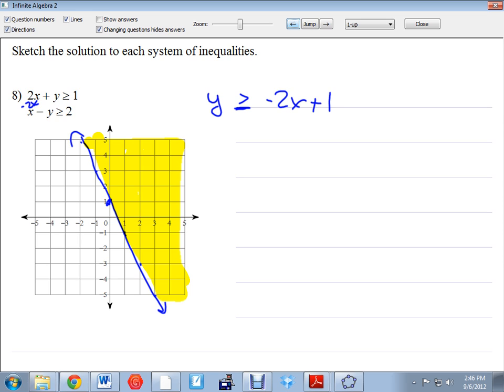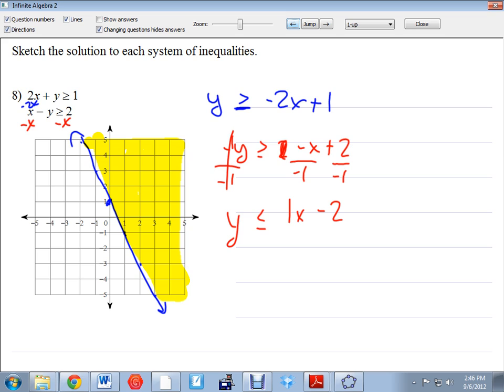Now the second one, we're going to start off by subtracting x from both sides, and we'd have a negative y is greater than or equal to a negative x plus 2. Now we can't obviously do this right now because we're going to have to divide by a negative 1 first. And don't forget the same inequality rules that apply with everything else. If you divide by a negative, you have to flip the inequality sign around. Leaves me a positive 1x minus 2. Start off at minus 2, slope of 1 over 1, and this is the graph.